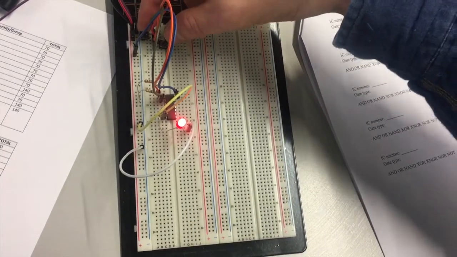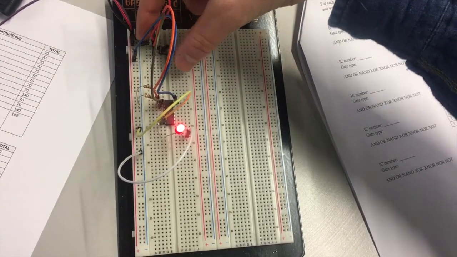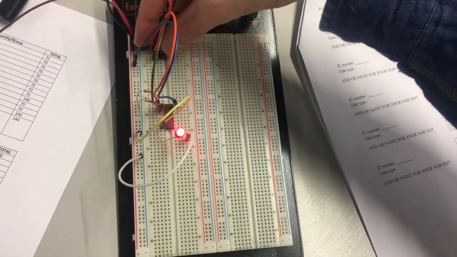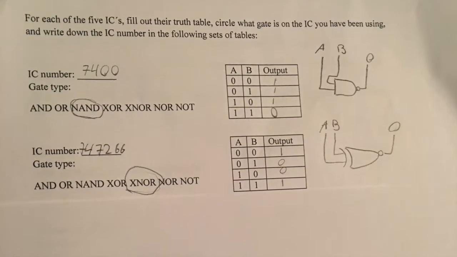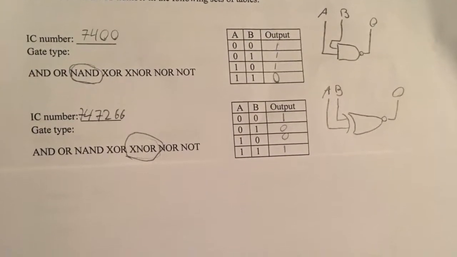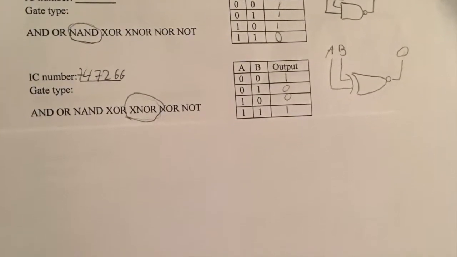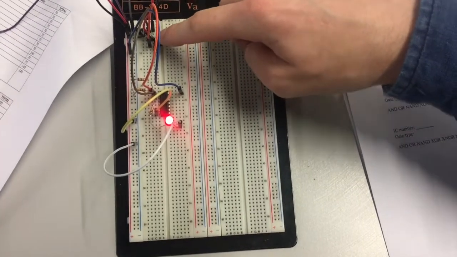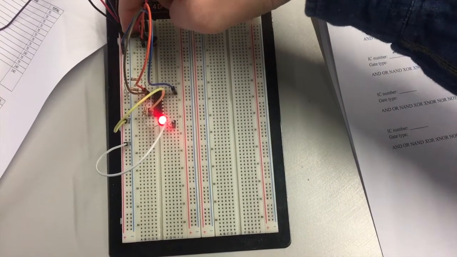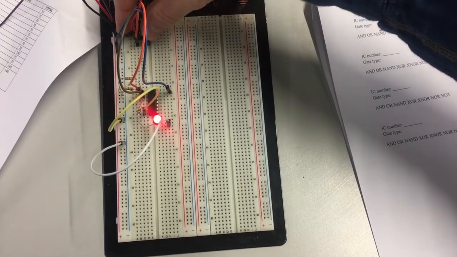We started with the 7400, and after filling out the truth table, it was clear that it was a NAND gate, because a NAND gate only produces a false output when all its inputs are true, which is opposite of an AND gate. The next IC we examined was the 74266. After filling out the truth table, we could see it was an XNOR gate, which only gives a true output when both inputs are either true or both false.